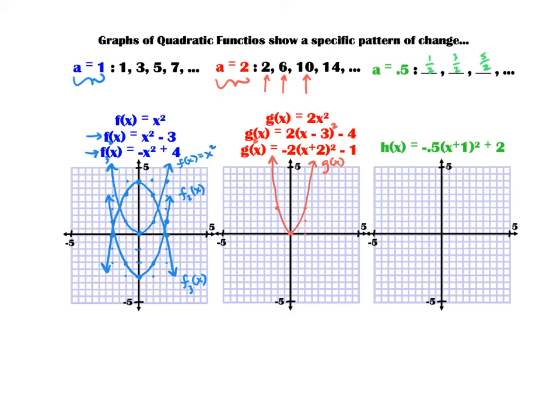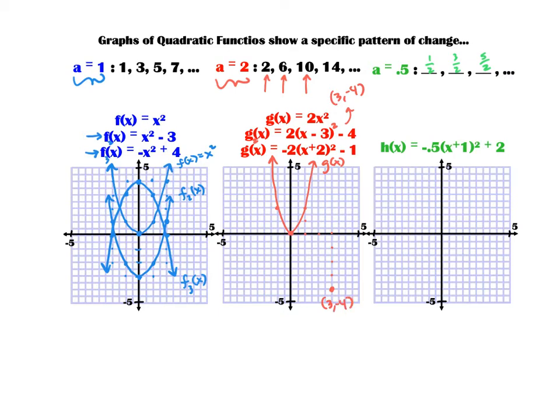Okay, so if I have this function, this tells me the vertex is at the point (3, -4). So let's go over 3 and 1, 2, 3, down 1, 2, 3, 4. There's my vertex. So that point would be (3, -4).